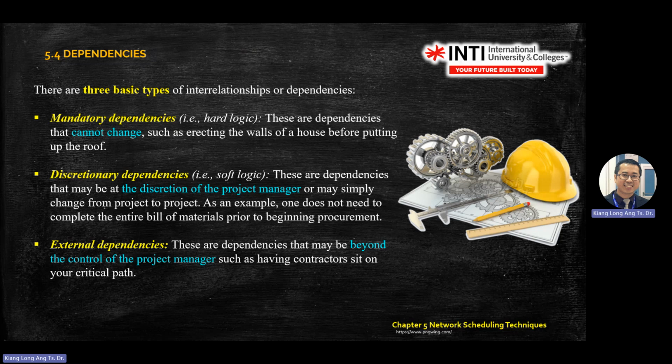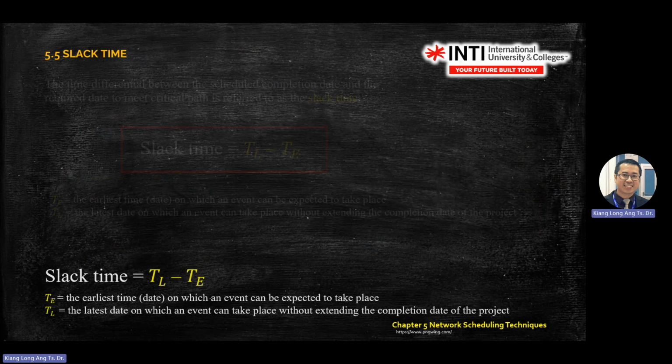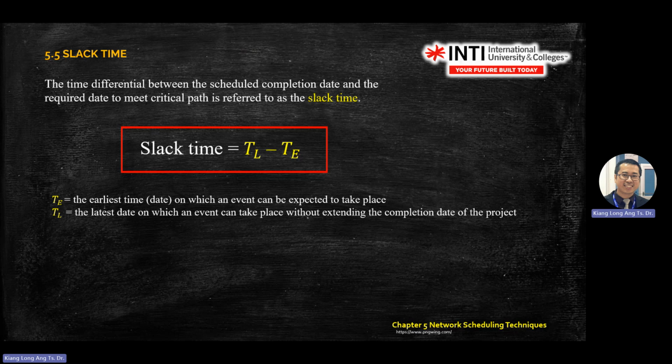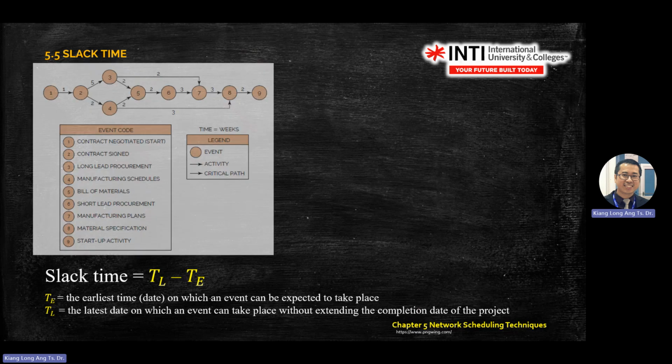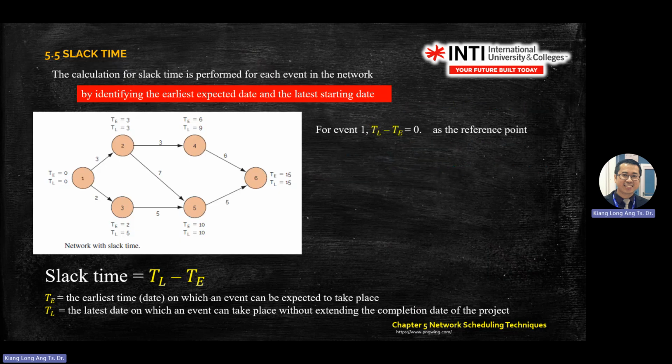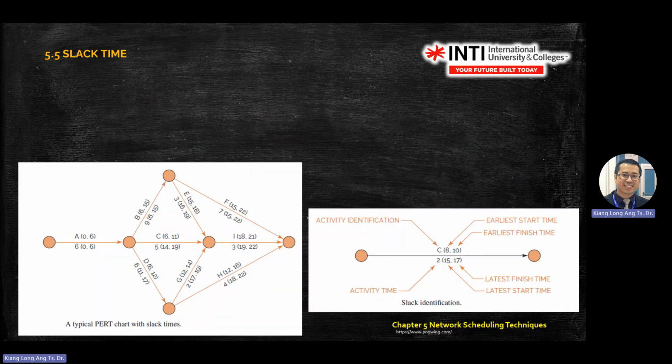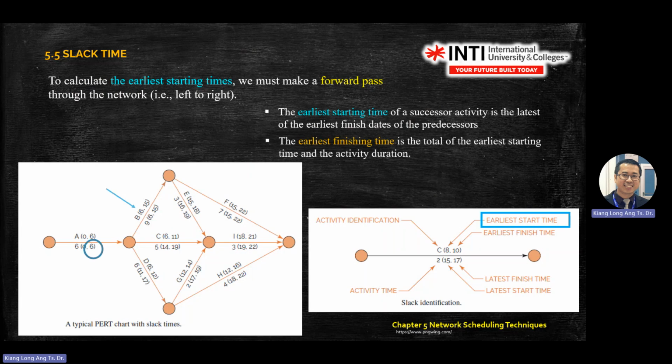Discretionary means it depends on the choice or option of the PM. External dependency is outside the environment, outside the control of the PM. Slack time: you take the latest minus the earliest. This one you already learned. This one you read. There are other presentations of numbers. Some textbooks will give you a few numbers there.